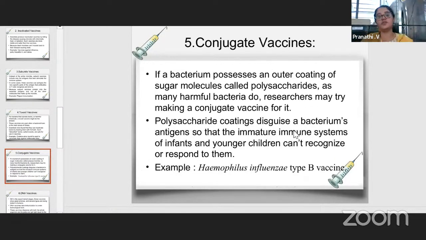Now you have something known as conjugate vaccines. If a bacterium has an outer coat of polysaccharide, as different kinds of bacteria do, then you can make a vaccine out of it. You can take the polysaccharide coating and link it to an antigen, so that your immature immune system can respond, and it can be used to trigger the memory cells. An example is Haemophilus influenzae type b.